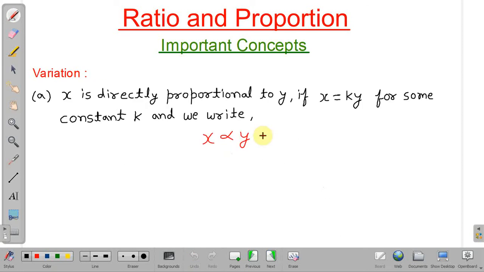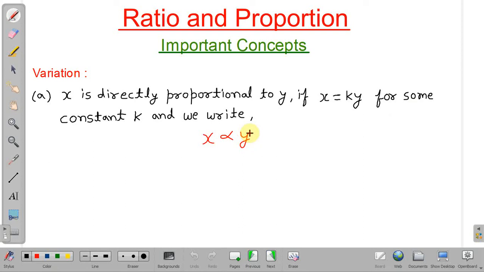Next topic is variation. Suppose on changing y, x is also changing in such a way that when y is increasing, x is increasing. Similarly, when y is decreasing, x is also decreasing. That is x equal to k times y. K is a constant known as the proportionality constant, and it is denoted as x is proportional to y, or we say x is directly proportional to y.